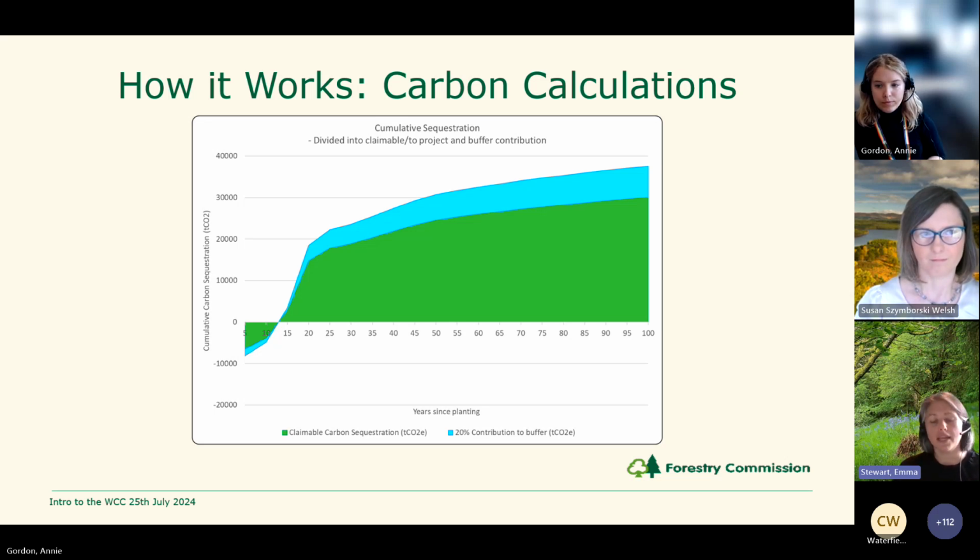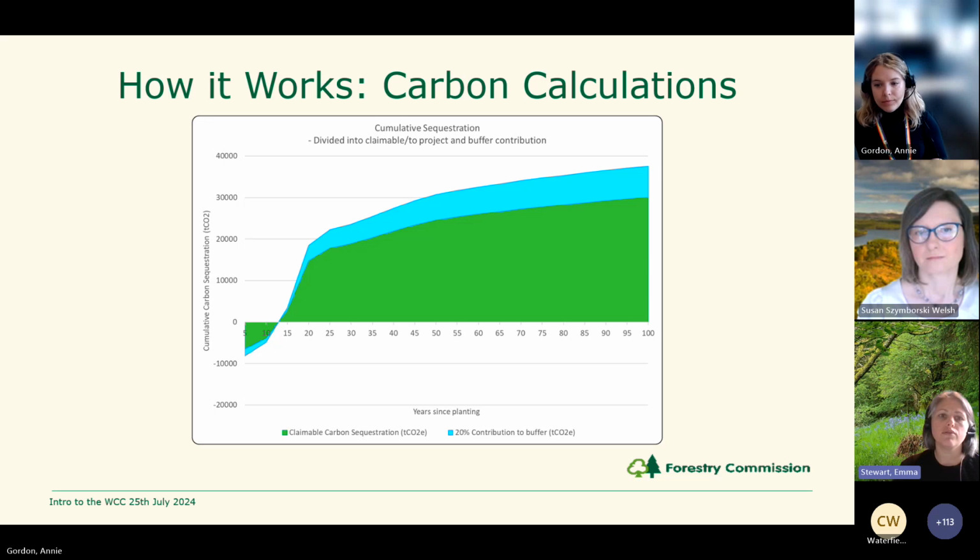This chart on this slide is just an example of the total carbon sequestration potential of a woodland. We've got time along the x-axis with the cumulative amount of carbon on the y-axis. The blue and green colours combined here show the total amount of carbon, but just be aware that 20% of units will be taken from all Woodland Carbon Code projects, and they're put into a buffer to protect anyone who's already bought units and made claims against them. But the remaining 80% represents the carbon that you can actually sell.